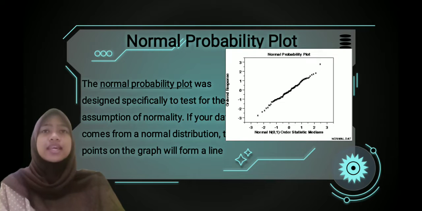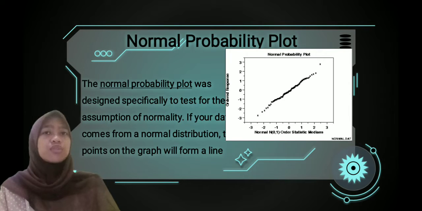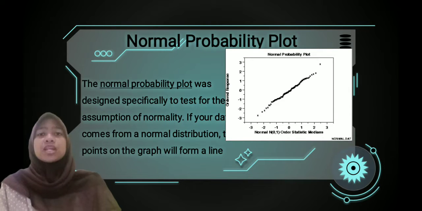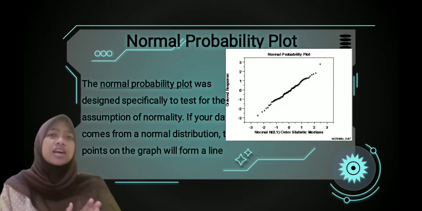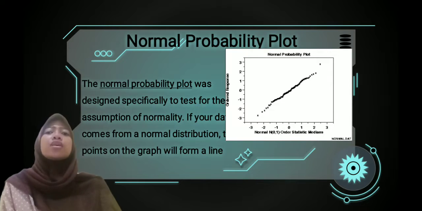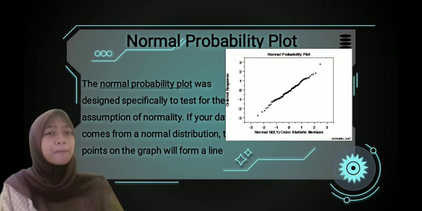The next is normal probability plot. The normal probability plot was designed specifically to test for the assumption of normality. If your data comes from a normal distribution, the points on the graph will form a line. As you can see, that line on the graph on our PPT.